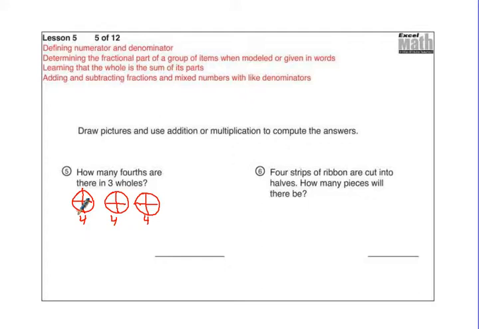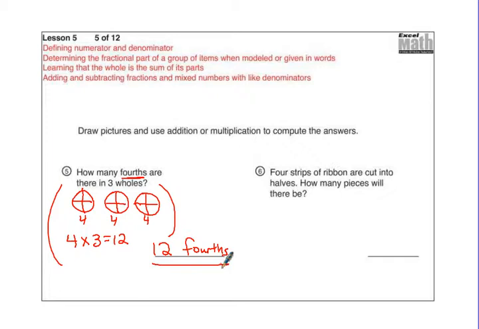Picture it like 3 whole pizzas. And so the answer is, of course, 12. And 12 what? 12 fourths. A shortcut to doing this is that if you know that there are 4 fourths in each whole, you can just show your work by doing 4 times 3 equals 12. I'd like you to write both of these things on your paper for your show work this time and write your answer along with the label.